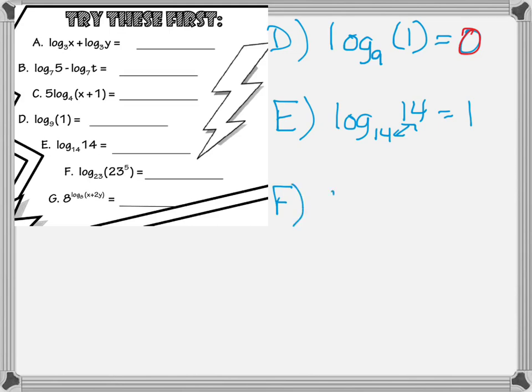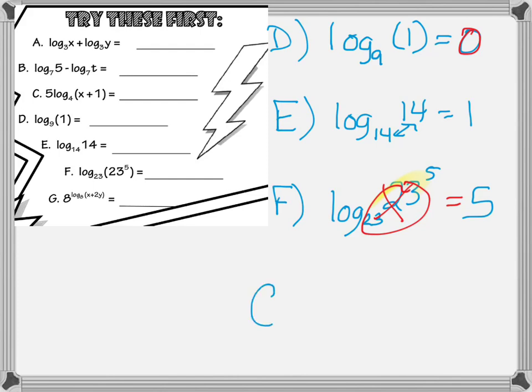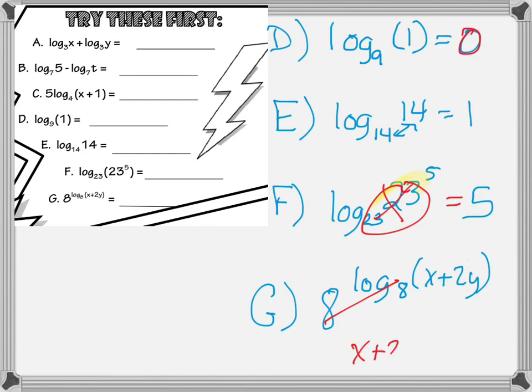Log base 23 of 23 to the 5th. These match, so they cancel out, giving you just the 5. And G. 8 times log base 8 of x plus 2y. The bases match, so that cancels out, just leaving you the last portion, and so your answer is x plus 2y.